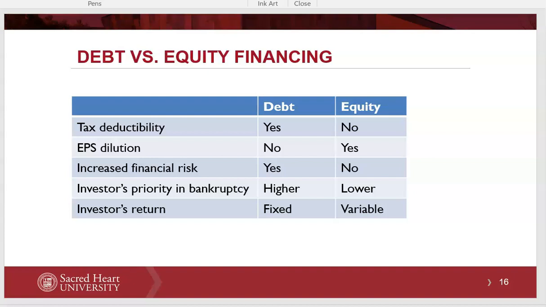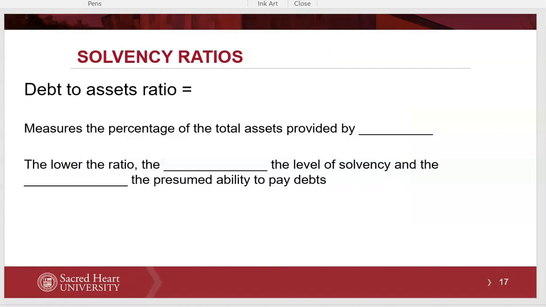The investor's return in debt is typically fixed, some stated interest rate, whereas with equity, it really depends on how the company is doing and the investor's estimation of future cash flows for that company. Now let's turn to take a look at some of the ratios that are typically used in measuring a company's solvency. The debt to assets ratio is equal to the company's total liabilities divided by total assets.